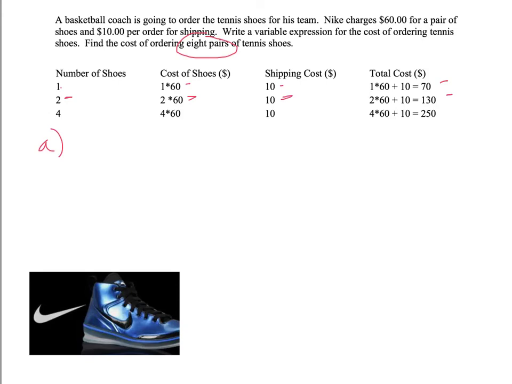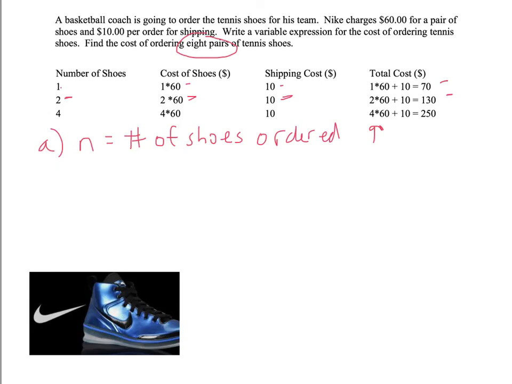So here the only number that's changing each time is the number of shoes being ordered. So I'm going to set up a variable to represent that. I'm just going to have n equal number of shoes ordered. So there's my variable to represent what is changing in this situation, and it is the number of shoes being ordered. The cost is still the same for each pair of shoes, and the shipping cost stays the same.